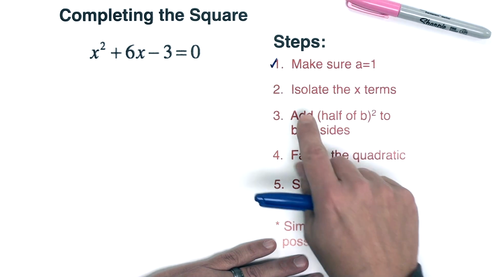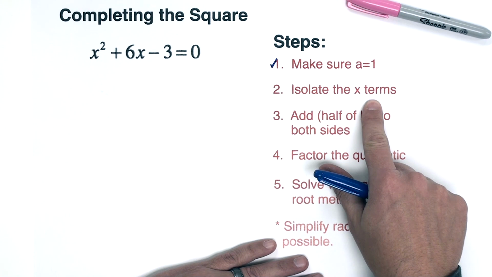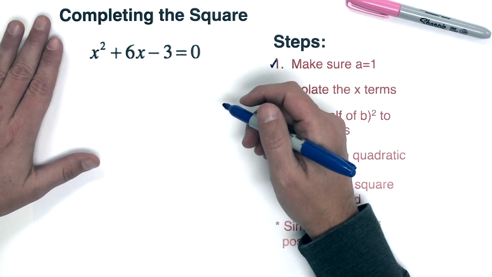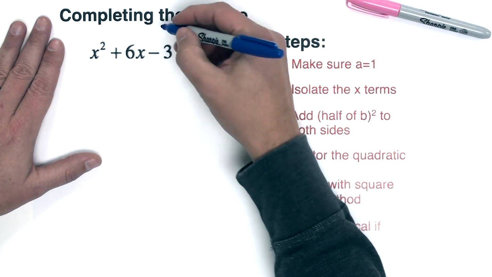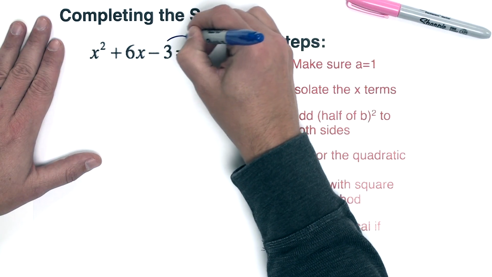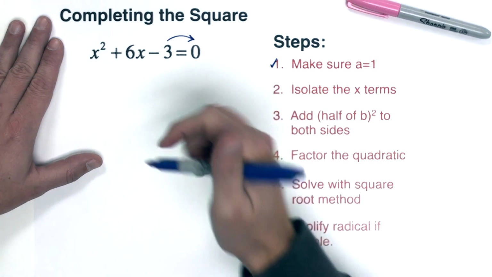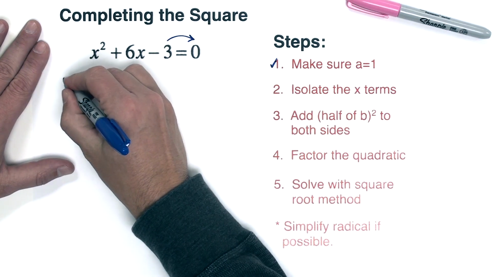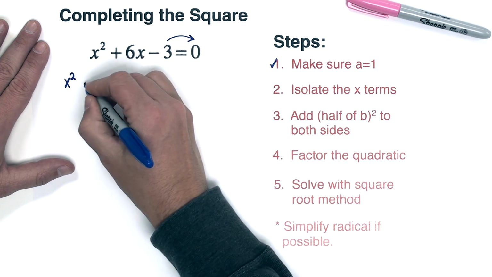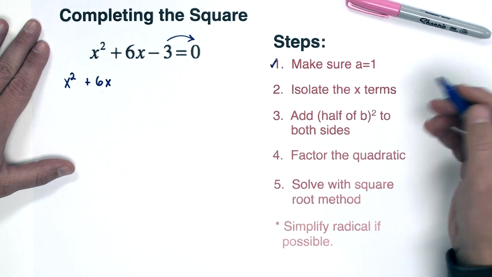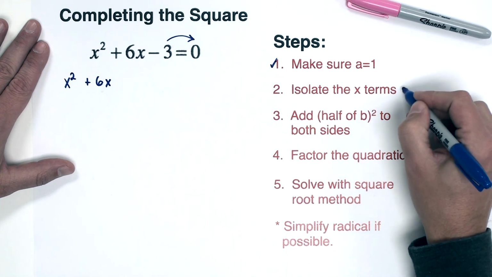Did that. Next, I'm going to isolate the x terms on one side. Since the first step is taken care of, I'm going to take this minus 3 over to the right-hand side because it doesn't have an x. So I'm going to rewrite this as x squared plus 6x. And now here's a tip.